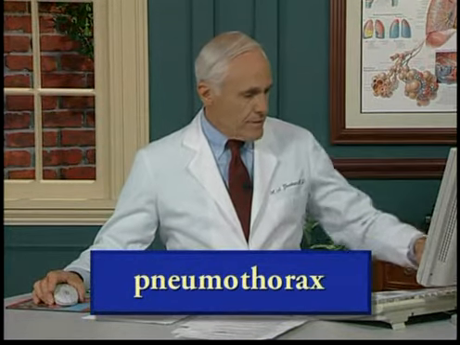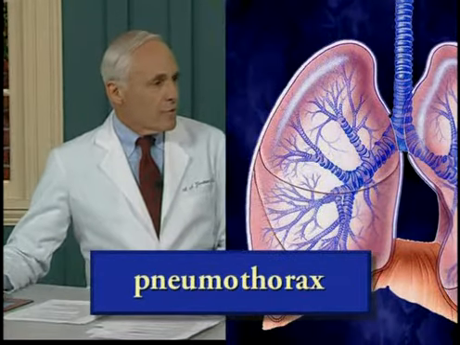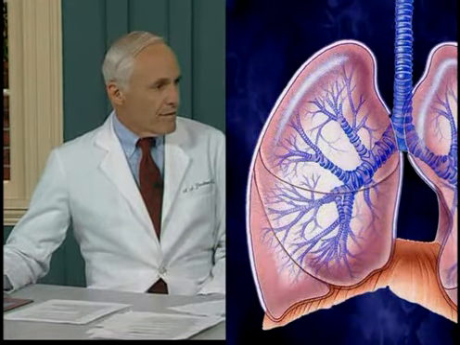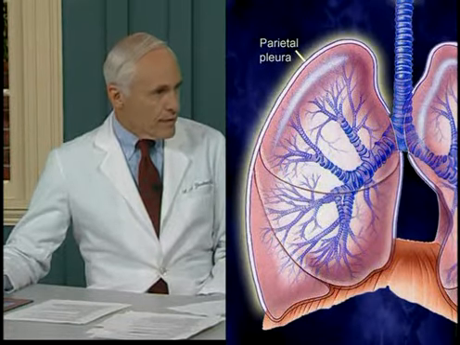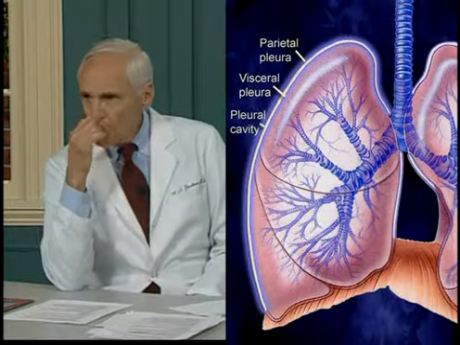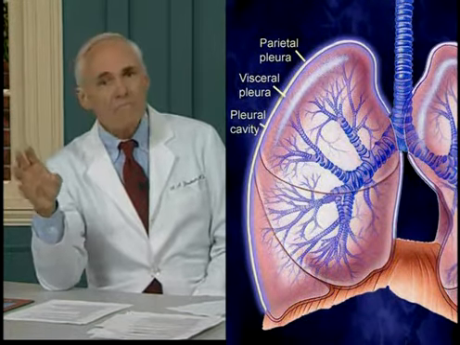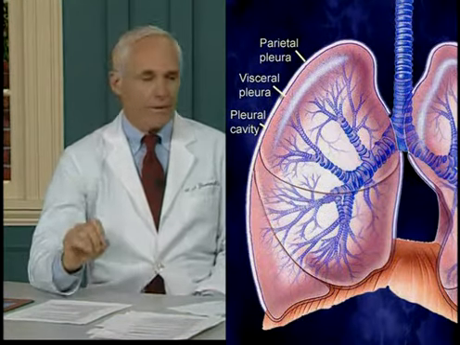And I think it's best to look at our original slide, in which we remember that we have the parietal pleura, we have the visceral pleura, and we have that potential space. A pneumothorax means literally air in the chest. How does that air get in the chest and what happens?